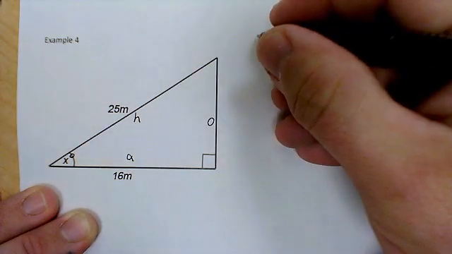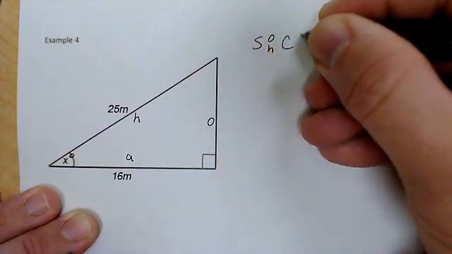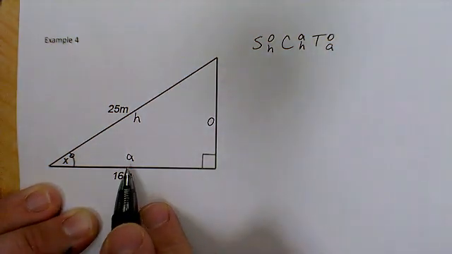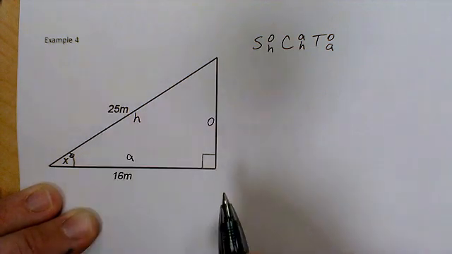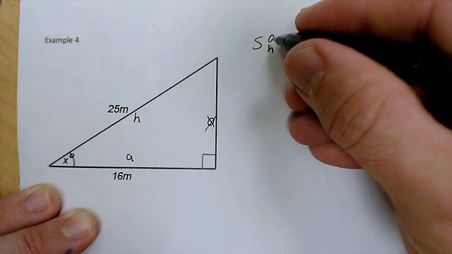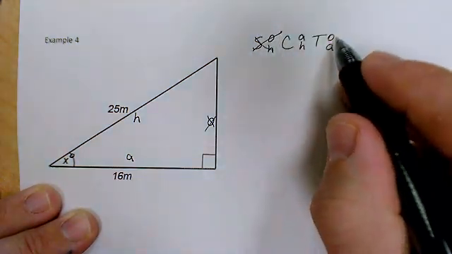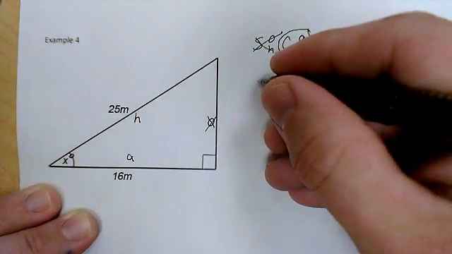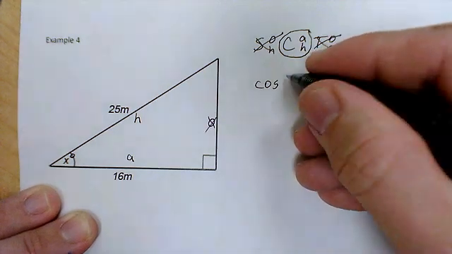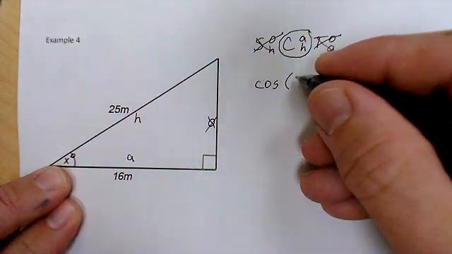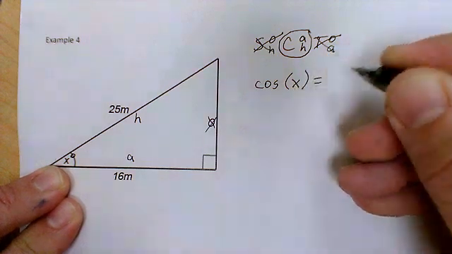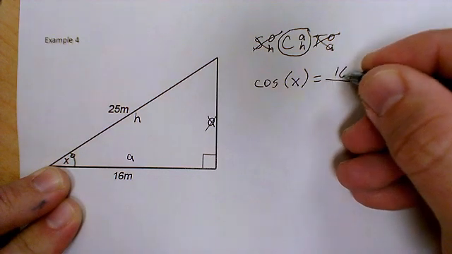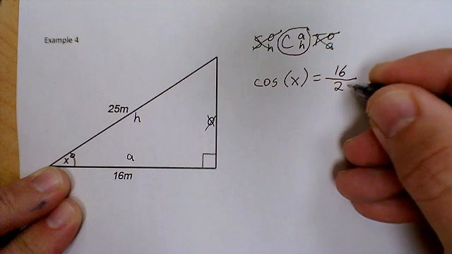So now I'm going to write out my phrase again. SOH, CAH, TOA. All right, now in this problem, adjacent has 16 meters, hypotenuse has 25 meters. Opposite is not involved in the problem, so it's not going to be sine, that needs an opposite, nor is it going to be tangent, that needs an opposite. It's going to be cosine since it's adjacent and hypotenuse. So the cosine of the angle, which in this case is my unknown, x, will equal adjacent divided by hypotenuse, so the adjacent is 16, divided by my hypotenuse, which is 25.